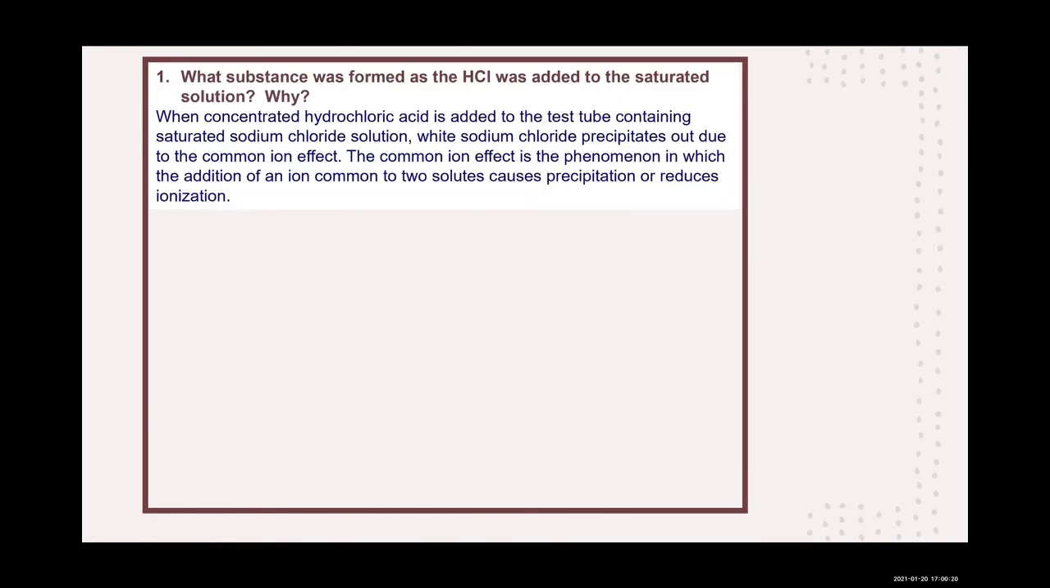And after performing the experiment and gathering your data, you are asked, what substance was formed as the hydrochloric acid was added to the saturated solution, and why? When concentrated hydrochloric acid is added to the test tube containing saturated sodium chloride solution, white sodium chloride precipitates out due to the common ion effect. The common ion effect is a phenomenon in which the addition of an ion common to 2 solutes causes precipitation or reduces ionization.